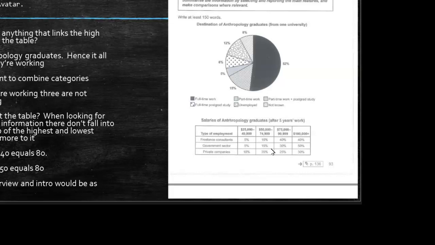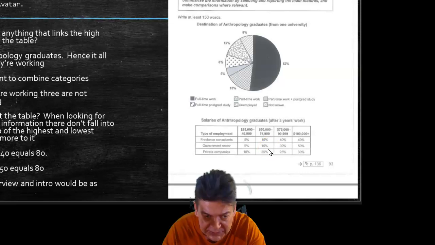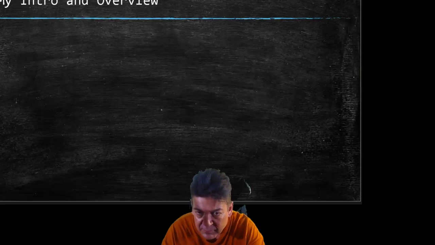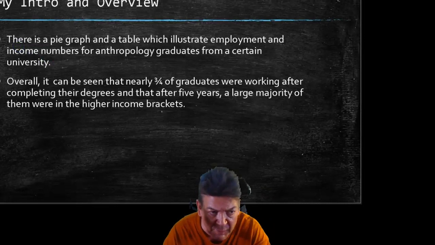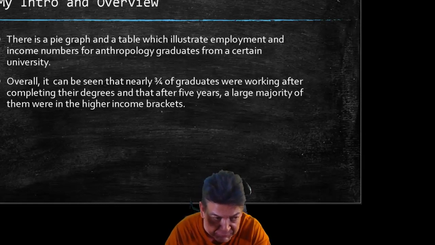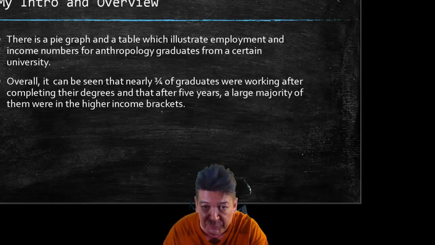So my overview and introduction would go like this. There is a pie graph and a table which illustrate employment and income numbers for anthropology graduates from a certain university. Overall, it can be seen that nearly 3/4 of the graduates were working after completing their degrees, and that after 5 years, a large majority of them were in the higher income brackets. That's what I chose to do for my overview.